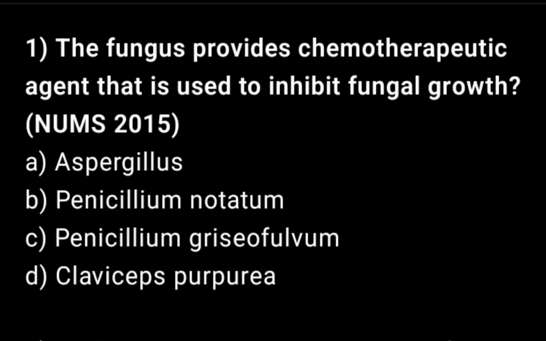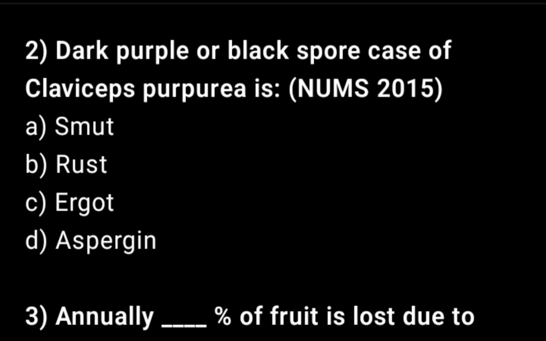Thank you. 1. The fungus provides a chemotherapeutic agent that is used to inhibit fungal growth. NUMS 2015. A. Aspergillus. B. Penicillium notatum. C. Penicillium griseofulvum. D. Claviceps purpurea. 2. Dark purple or black spore case of Claviceps purpurea is NUMS 2015.